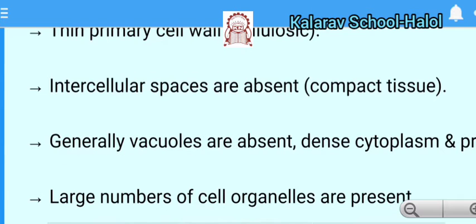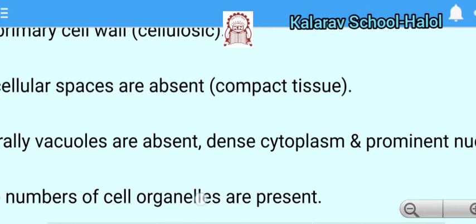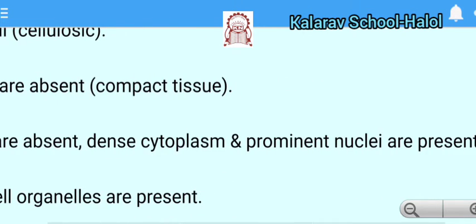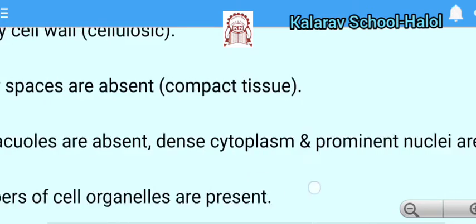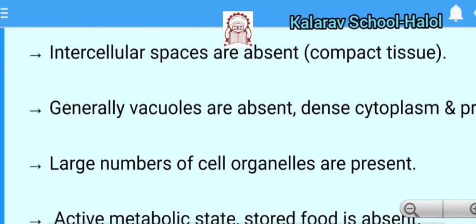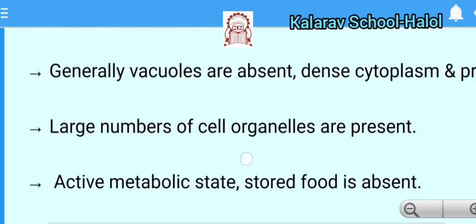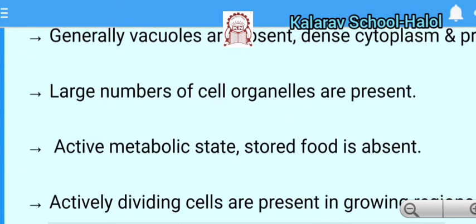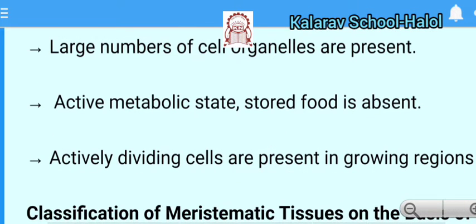So here in plant tissues, vacuoles, what we have studied in cell, so vacuoles are absent, but the cytoplasm and nuclei are prominent. So a large number of cell organelles are also present in this tissue. So they are in active metabolic state, stored food is absent. So there is no place for storage of food, but they do active metabolic activities.